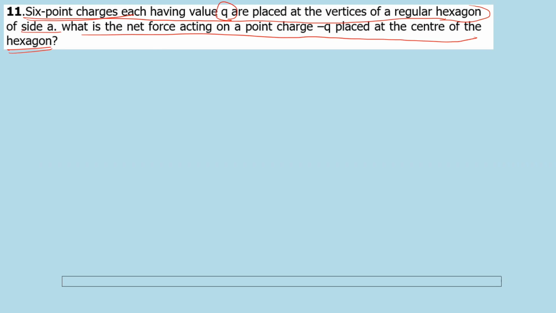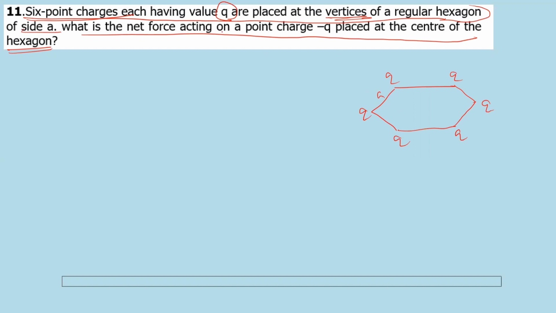q. There is a symmetrical charge distribution, right? And all these charges are placed at the vertices of a regular hexagon. So first let us draw a regular hexagon in this particular case. This is how we can draw a regular hexagon. It has 6 vertices, and at the 6 vertices we have 6 point charges of magnitude q. Now, the side is given to you as A. A is the side of the hexagon.